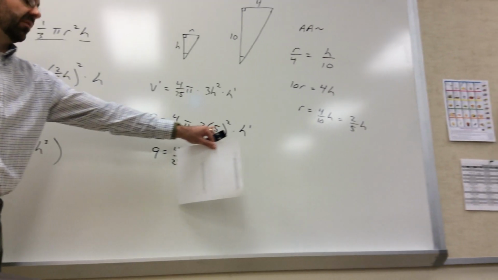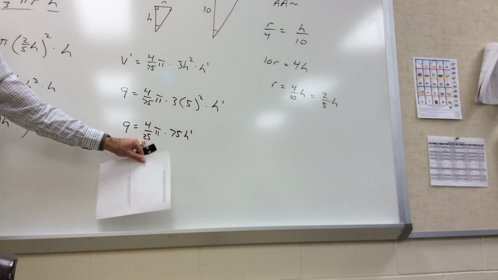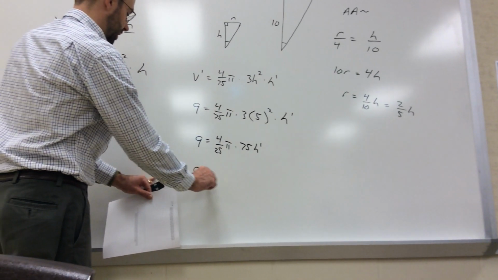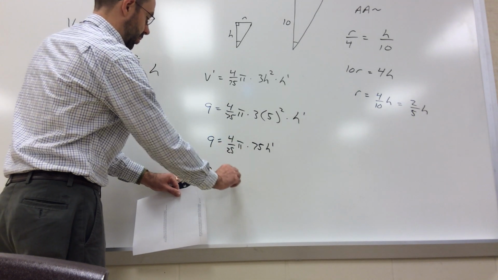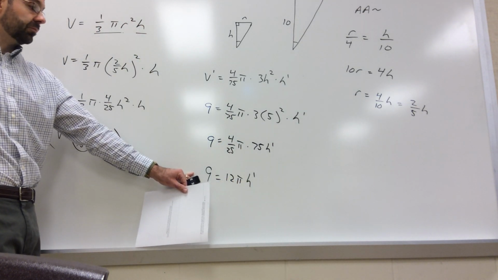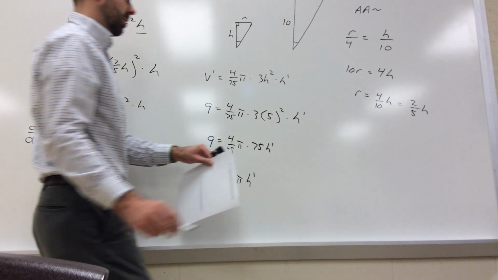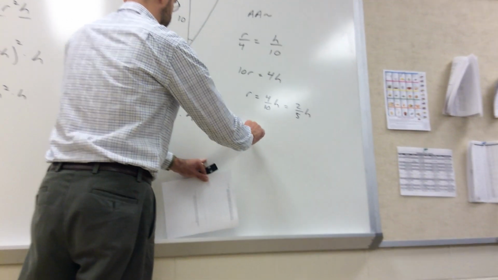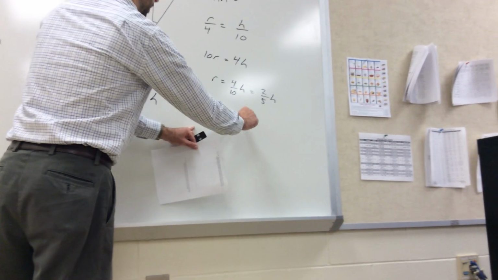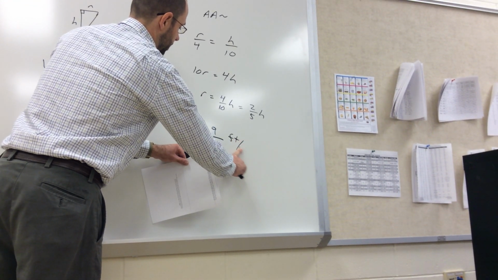Five squared is 25, and then 25 times 3 is 75. That's where I got that. Then that's nice. The 75 and the 25 just come out to 3. So that's 9 equals 12 pi times h prime. So then h prime is 9 over 12 pi. And that would be in feet per second. Or sorry, not per second, per minute for this problem.